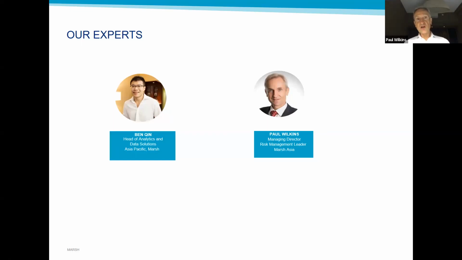But Ben leads alternative risk transfer. So basically all things that are not traditional insurance for the Asia Pacific region. He's based in Sydney, but he's responsible for the Asia Pacific region, and he works with the team in India. And increasingly we have colleagues in each country in Asia, including in India, who focus on alternative risk transfer and work with Ben to develop solutions for different clients in different industries. So Ben's going to talk a little bit about what this is, and also give us some examples.